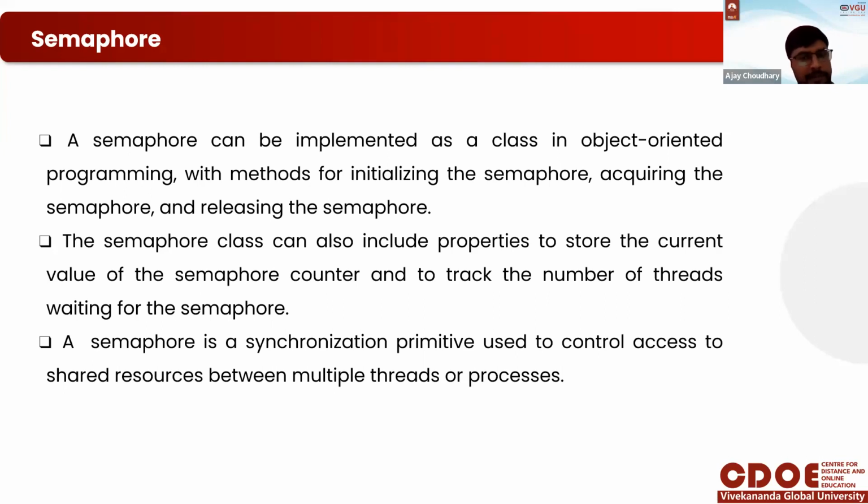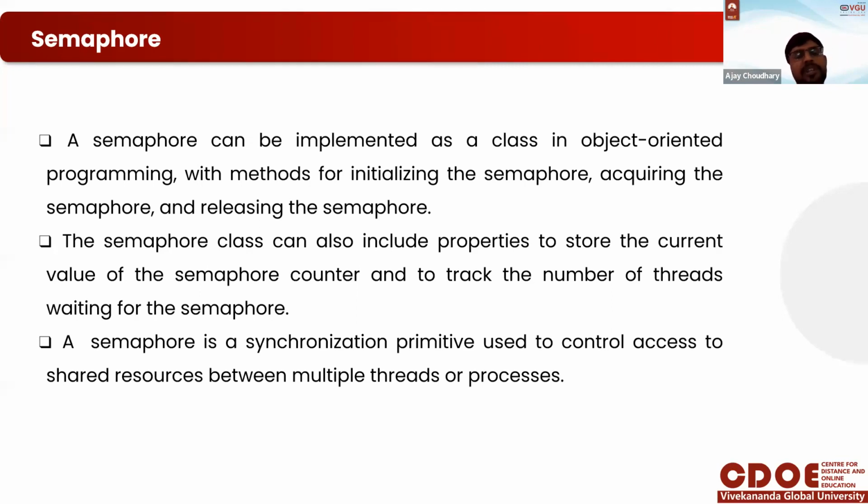A semaphore can be implemented as a class in object-oriented programming like C++ or Java, with methods for initializing the semaphore, acquiring the semaphore, and releasing the semaphore. So the semaphore is a class, and we put in some value. When we require only 5, we have the option to complete only 5 processes at that time. So we schedule only 5 processes to the processor, and after that we lock the room from outside.